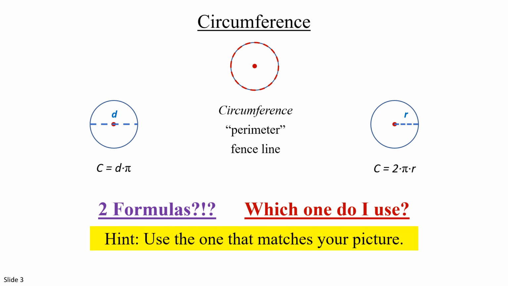Well, you want to use the one that matches your picture. So if you're given a diagram with the diameter shown, then you want to use the one on the left. If you're given a picture where you're shown the radius, use the one on the right. Or they tell you in the word problem the diameter is, use the one on the left. Or in the word problem they tell you the radius is, use the one on the right. You want to use the one that matches your picture or the words in case you make a mistake in converting from radius to diameter or vice versa. So don't lock yourself into one, know them both.